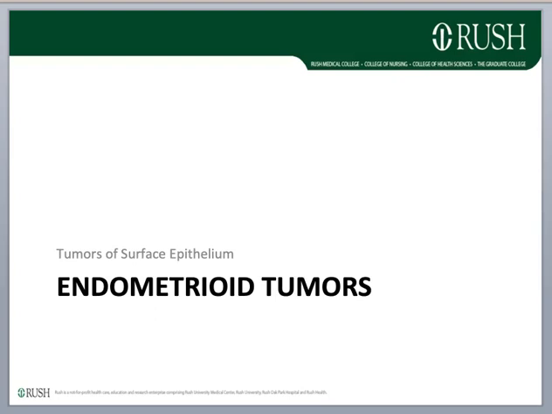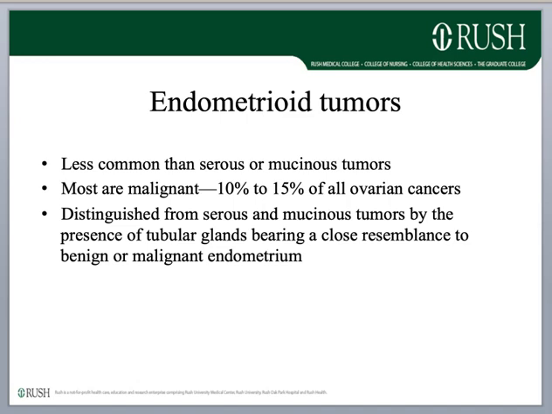The third category of surface epithelial tumors is endometrioid tumors. As a group, these are less common than serous or mucinous tumors. Most of these are endometrial carcinomas, which account for 10 to 15% of all ovarian cancers. Benign endometrioid tumors, usually endometrioid adenofibromas, and borderline endometrioid tumors also occur, but these are uncommon. Endometrioid tumors are distinguished from serous and mucinous tumors by the presence of tubular glands which resemble benign or malignant endometrium.